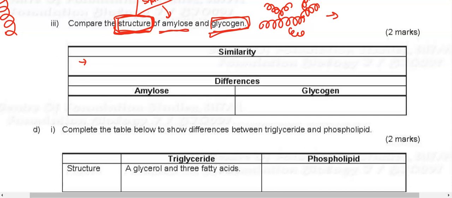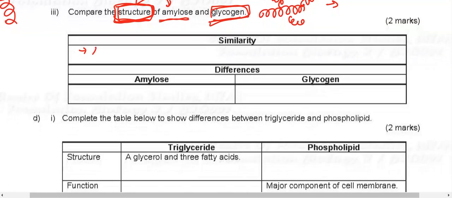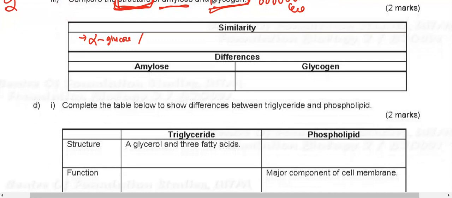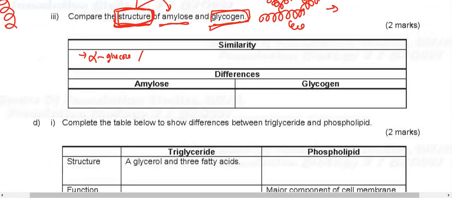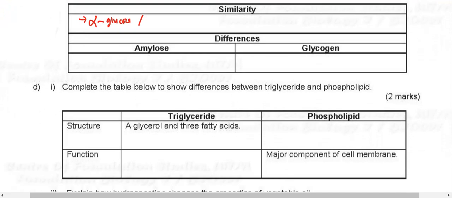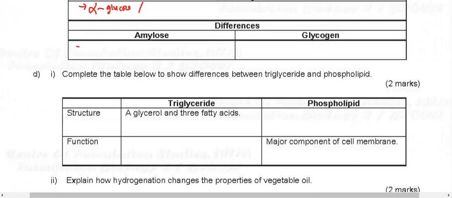So the similarity of both amylose and glycogen is that they are composed of alpha glucose monomers. Okay, alpha glucose monomers, or both contain glycosidic bonds, or both are polymers of carbohydrates. Okay, so those are the similarities of these two molecules. And the difference is that amylose is unbranched or linear.